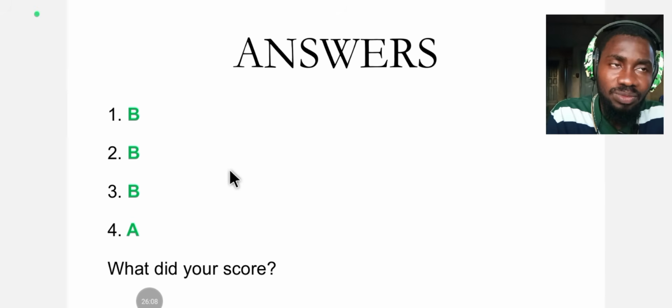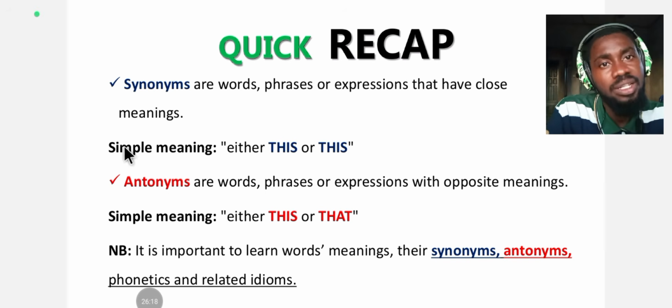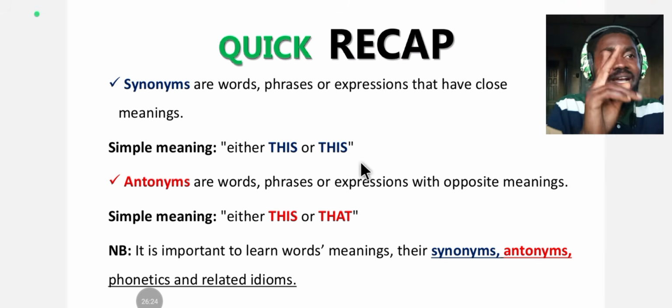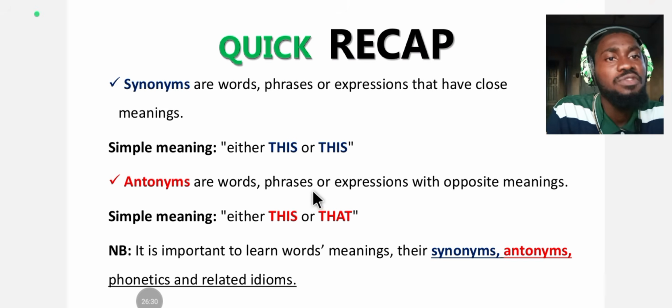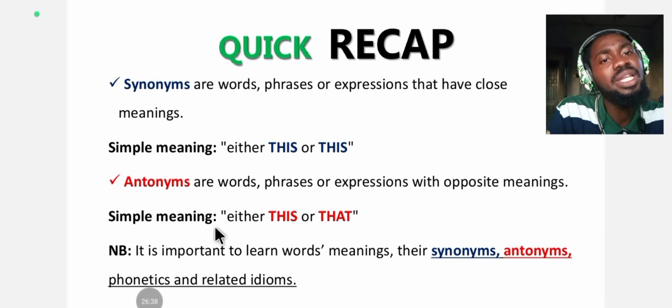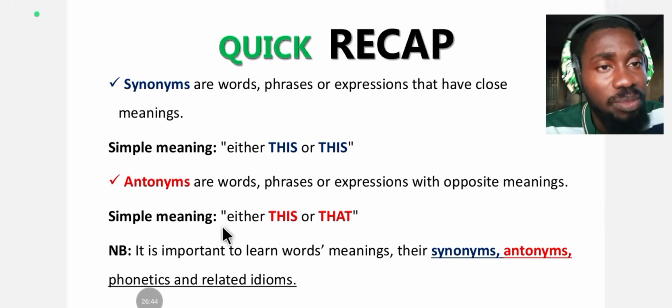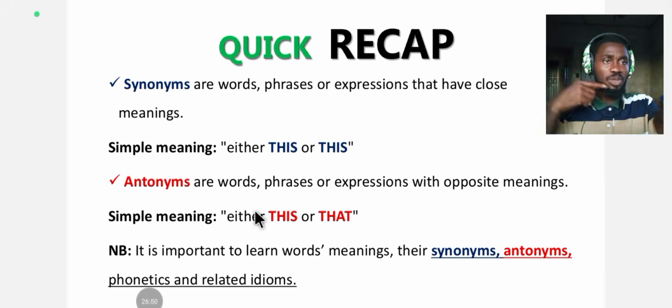What did you score? A quick recap of the lecture says synonyms are words, phrases, or expressions that have close meanings. The simple meaning of synonym is either this or this. Both of them can stand in for each other. Antonyms are words, phrases, or expressions with opposite meanings. Simple meaning include this or that. Both of them are farther from each other. They are away from each other.